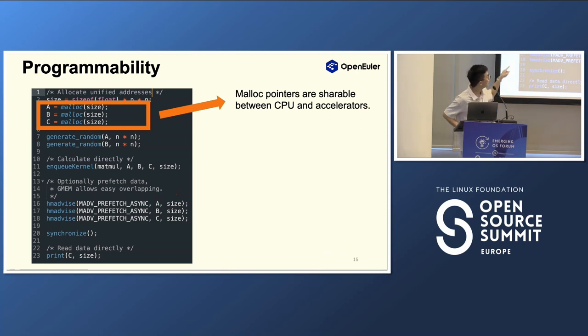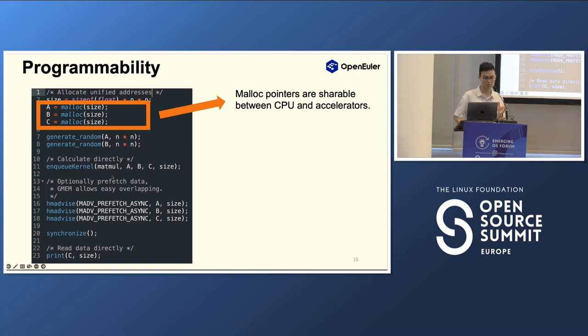And secondly, if you look at the generate random statements, they are trying to generate some random numbers inside buffers A and B using the CPU. And then after these two generate random statements, we have this statement named enqkernel, where we are launching an accelerator kernel to calculate the matrix multiplication between A and B, writing the results to buffer C. And it can be done directly. There's no explicit memory copying.